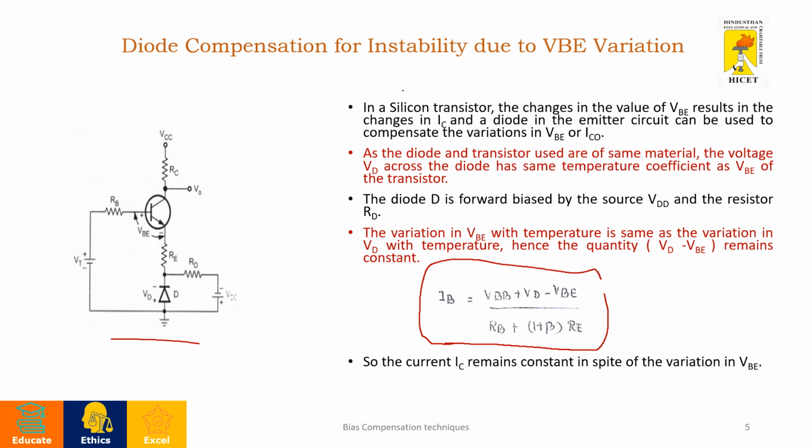When temperature varies, base emitter voltage also varies. A similar variation happens in VD also. Since they are of opposite sign, they cancel each other, and thus the variation of VBE with respect to temperature is cancelled and the base current remains constant. When the base current remains constant, obviously the collector current will also be constant, so the operating point is maintained and compensation is effectively achieved.